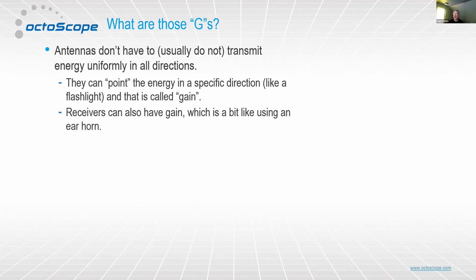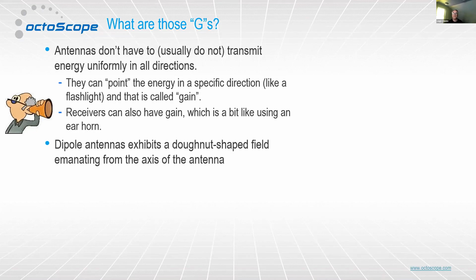Receivers can also have gain, and that's a little bit like if you imagine a person using a little ear horn to hear better in one specific direction. Kind of point the horn at what you want to listen to, and you hear better. So you can have gain on the transmit side. You can also have gain on the receive side.